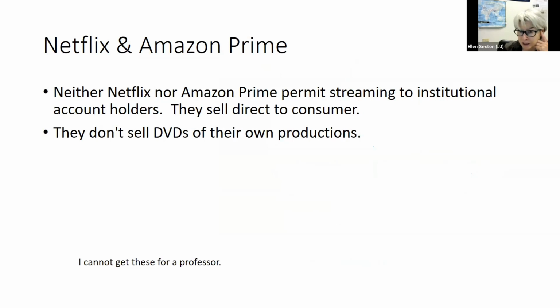Netflix and Amazon Prime, these are kind of tricky. They create content and they license content for distribution just through their platforms, but they sell direct to consumer. They don't sell DVDs of their own products. There's no way for us as an educational institution to actually acquire their content.